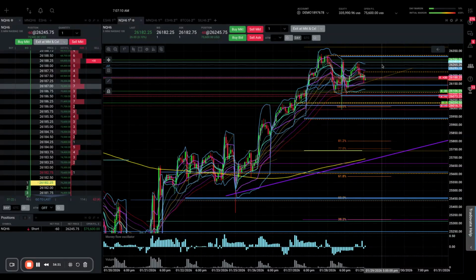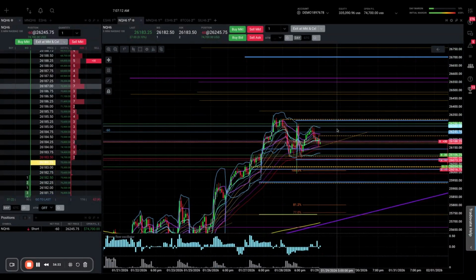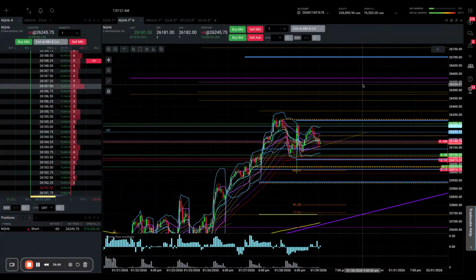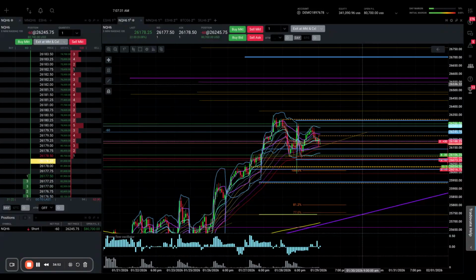Okay, so that's the trading plan for today. And then once we get above here, once we get above 26,314, guys, once we get above that, it's off to the races. And most likely we're going to magnetize up to 26,500, 26,550. And that's going to be our A1 sell zone into that area.